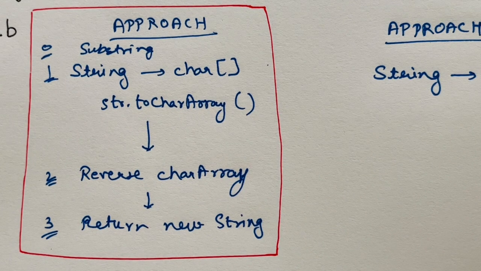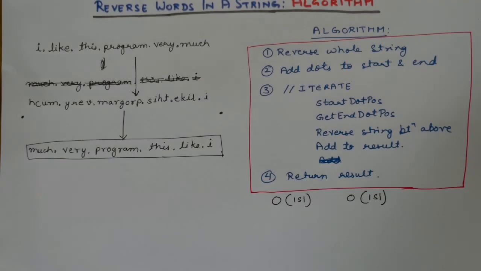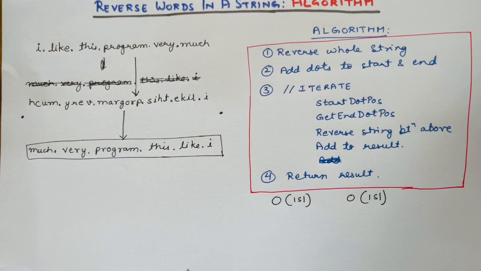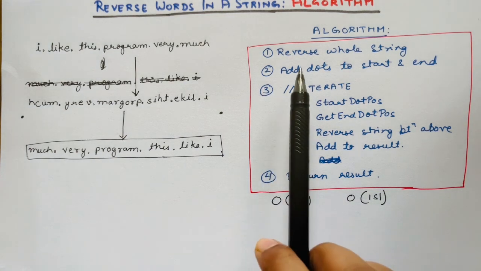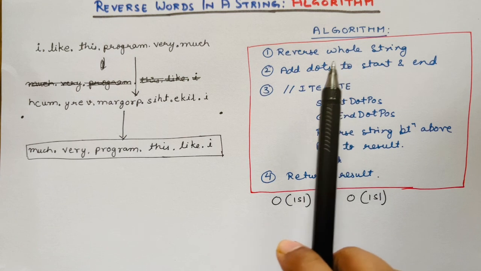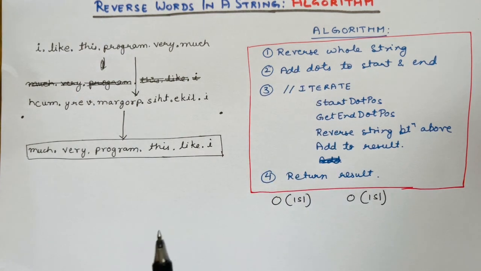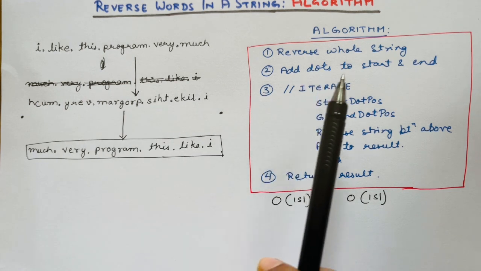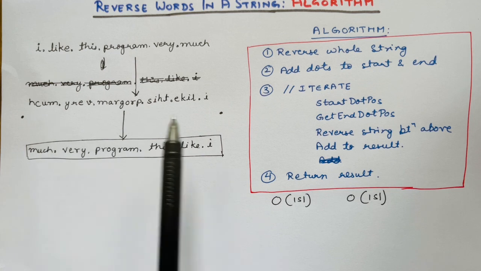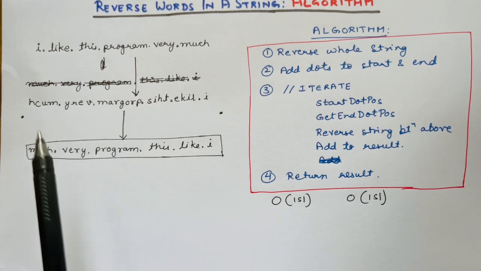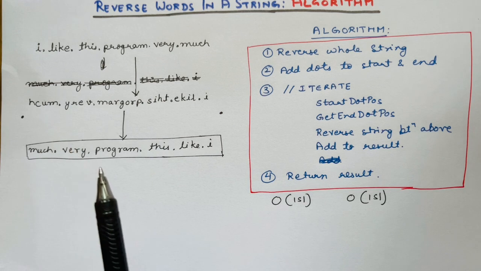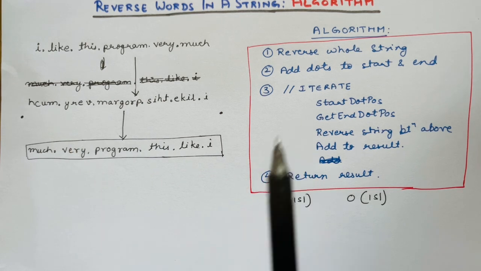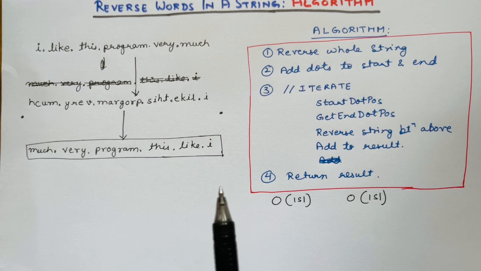Let us now see how all of this comes together to solve our original problem. The algorithm for our original problem would look something like this. First of all, we will reverse the given whole string using the same method that we discussed in the previous slide. Then we will get this string. Then we will add dots to start and end like we discussed earlier, so that our handling is similar for all the strings between the dots. And then we have to iterate. We have to iterate because we need to reverse the string between the dots.